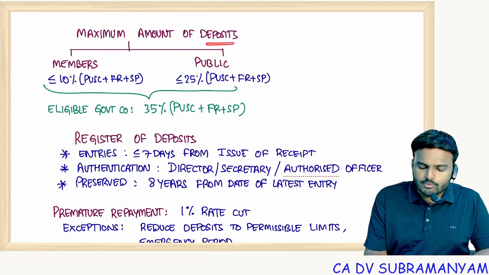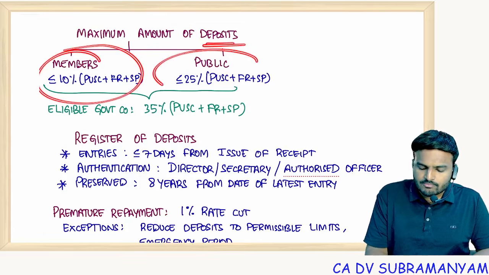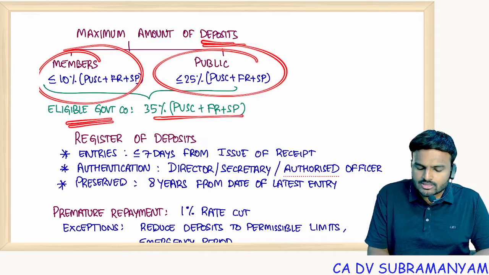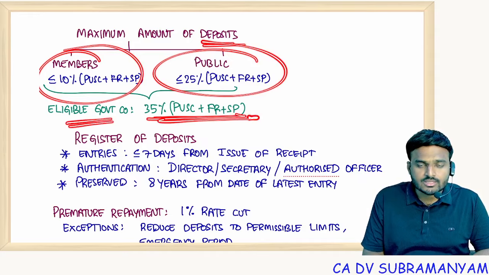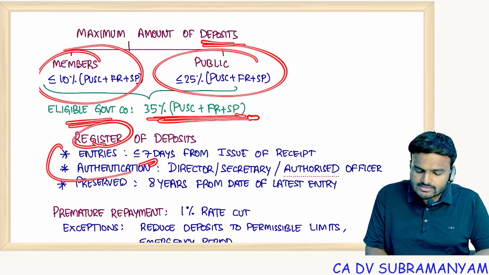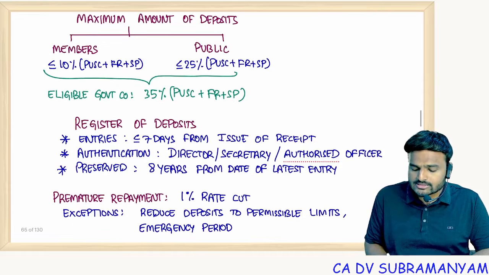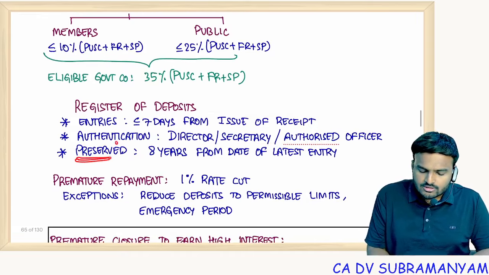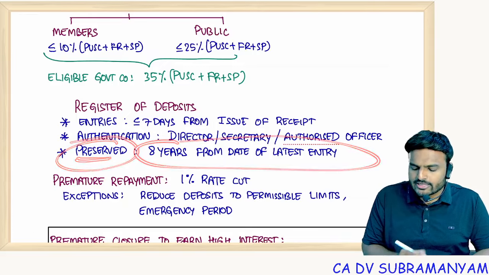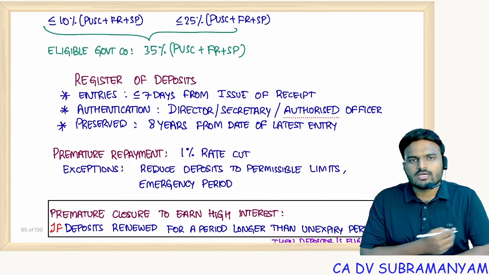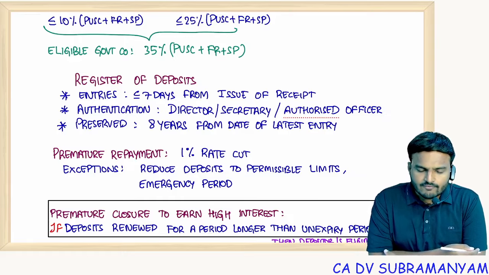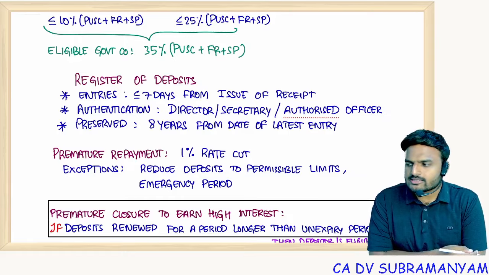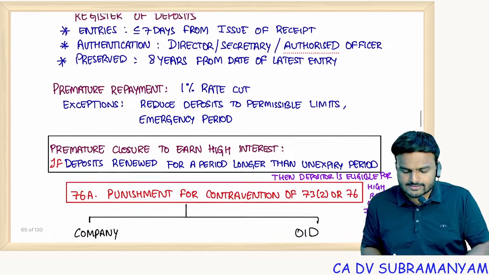Next, please tolerate this one point. Maximum amount of deposits: from members 10%, from public 25%. For government company, there is no such bifurcation. Clear? And all registers should be updated within 7 days of issue of deposit receipt. Authentication by the director, secretary or authorized officer. Register shall be preserved up to 8 years from the date of latest entry. That means till the satisfaction. After repayments, up to 8 years you maintain these registers.